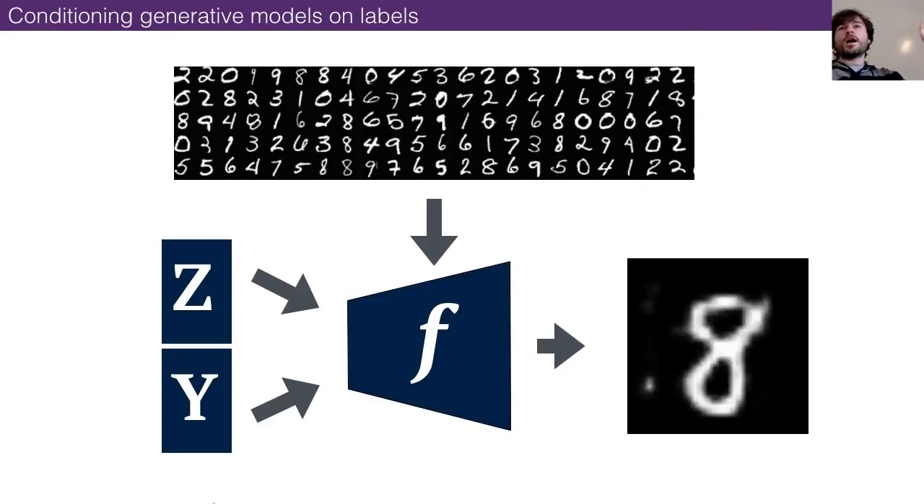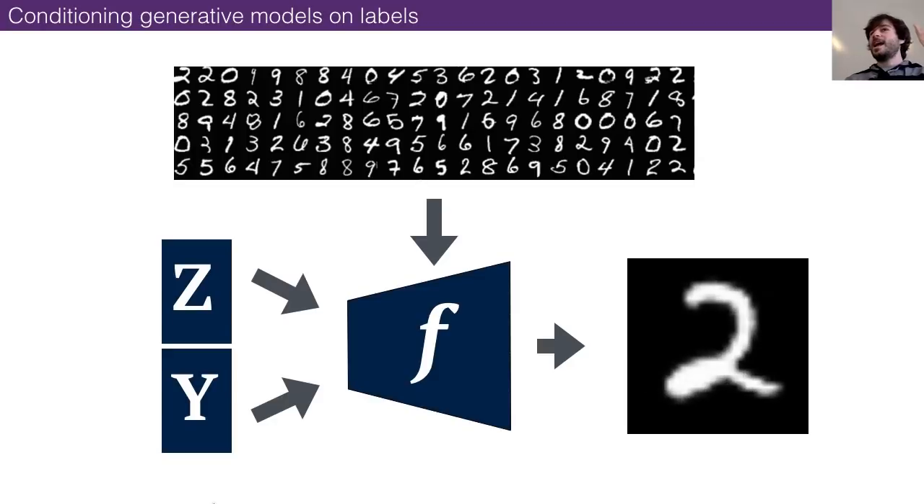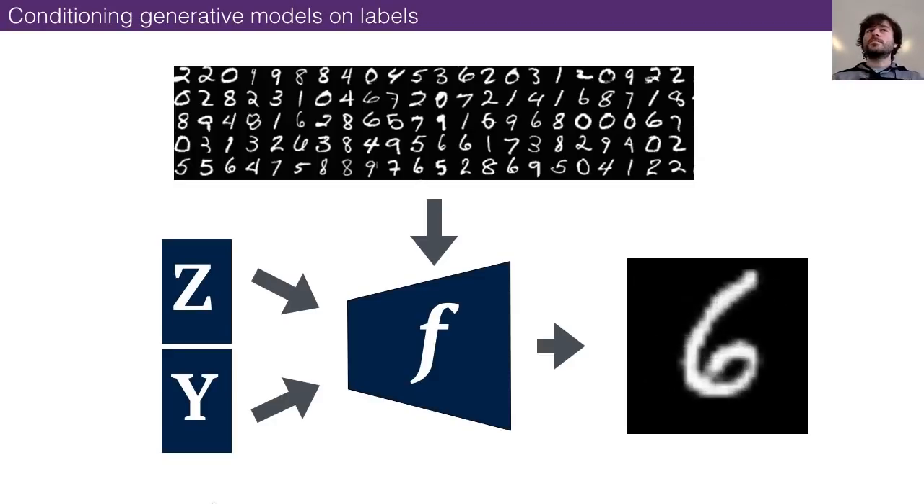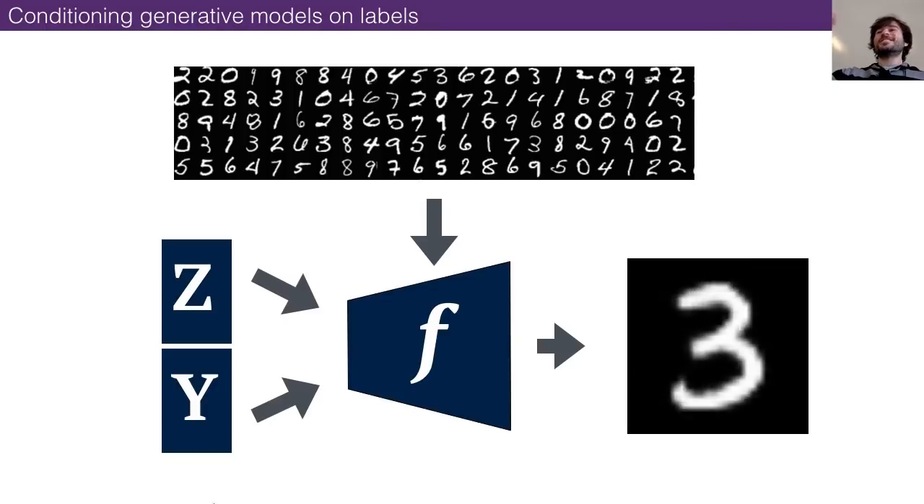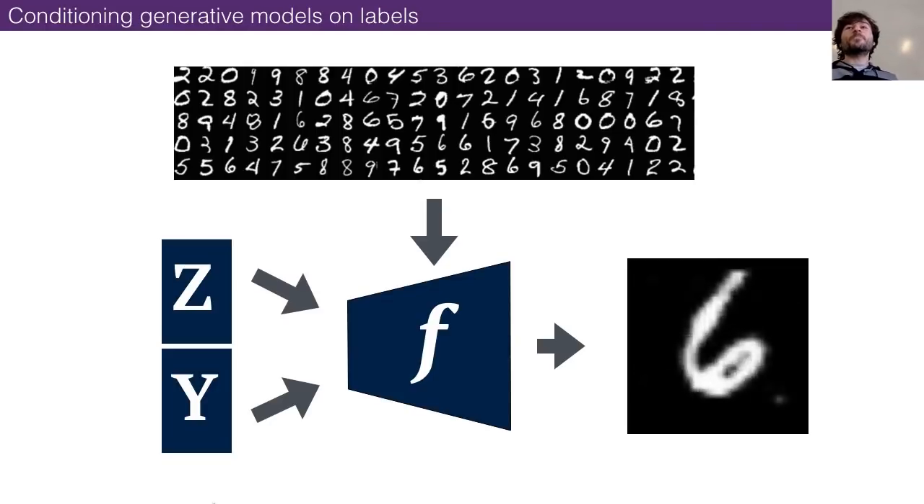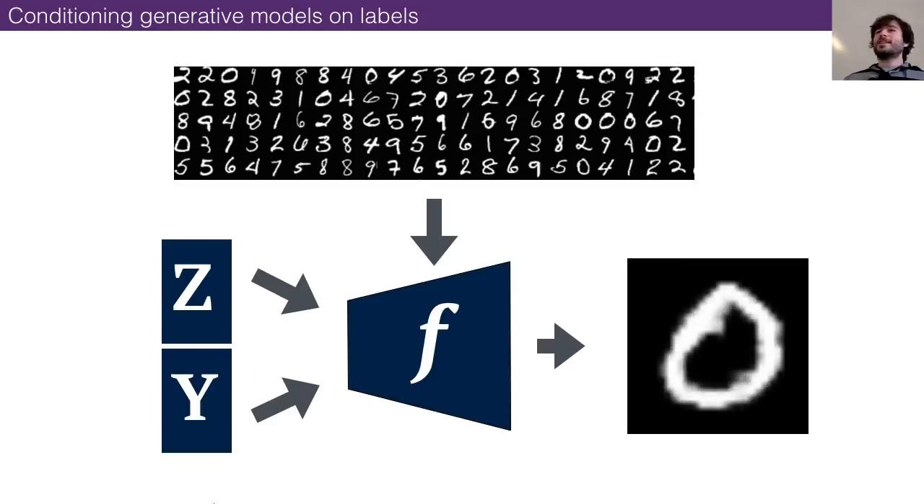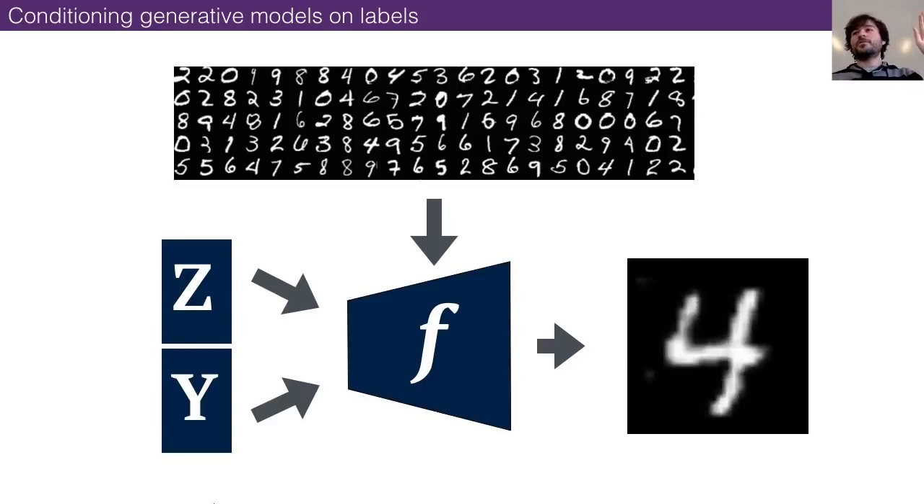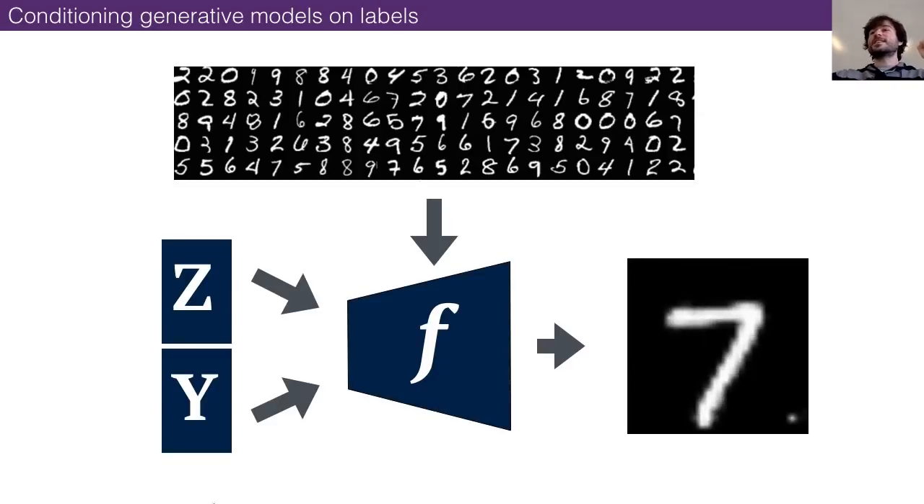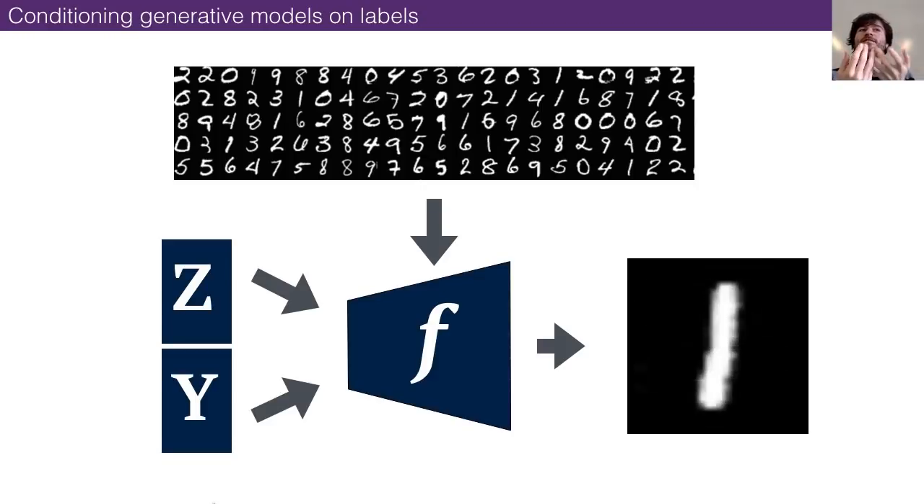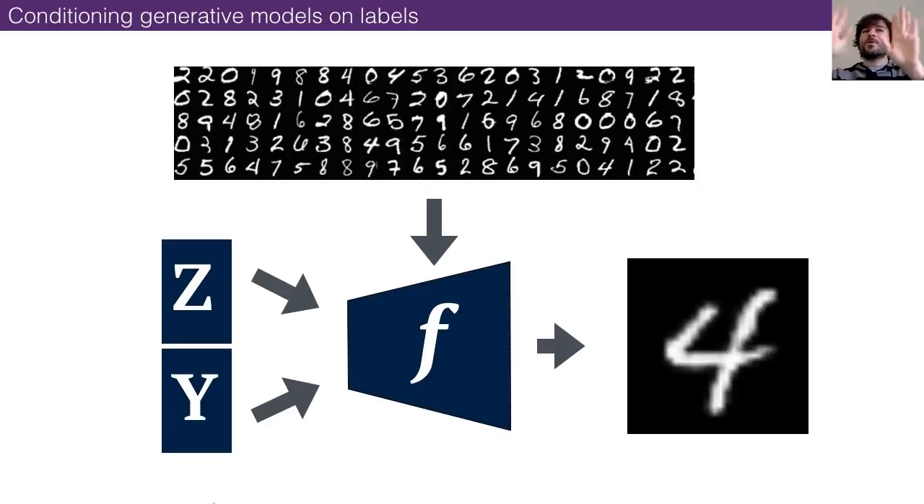Then you input Y into the generator. And if you want to produce a 4, you put in 0, 0, 0, 0, 1, 0, 0, 0, and so on. But you could also do 0.5 on the 4 and 0.5 on the 6. And then you'll get some sort of a glyph, which is halfway between 4 and 6.